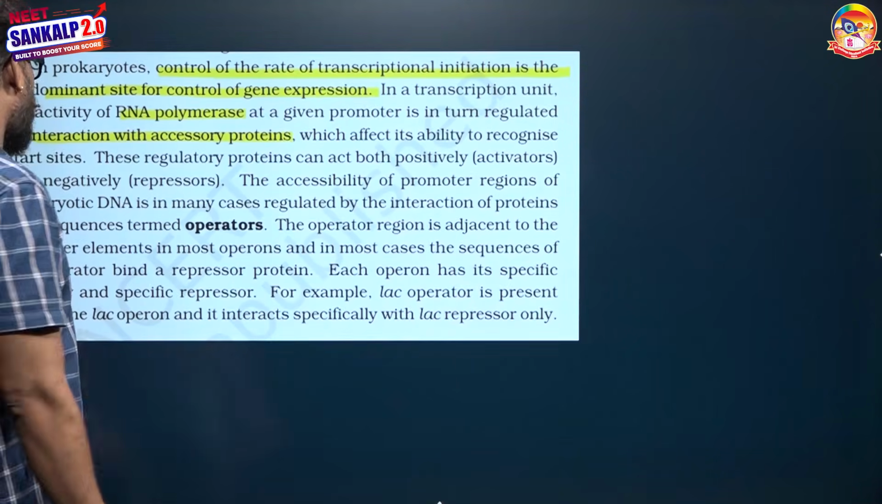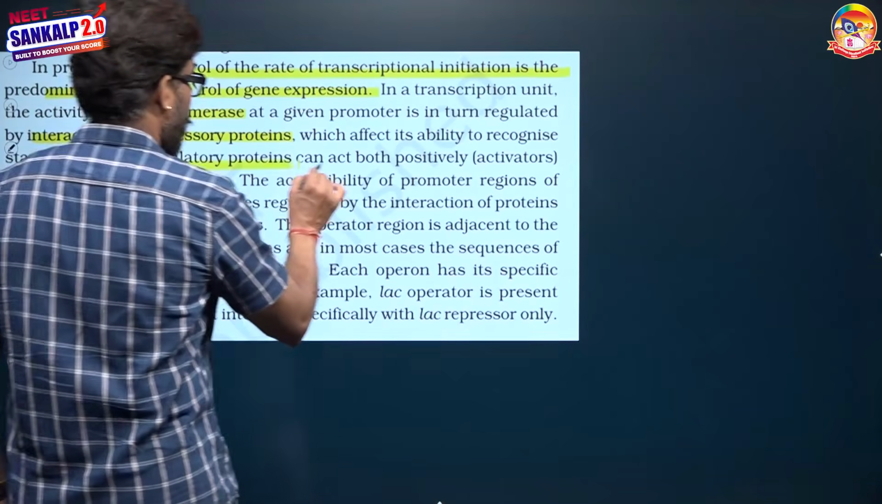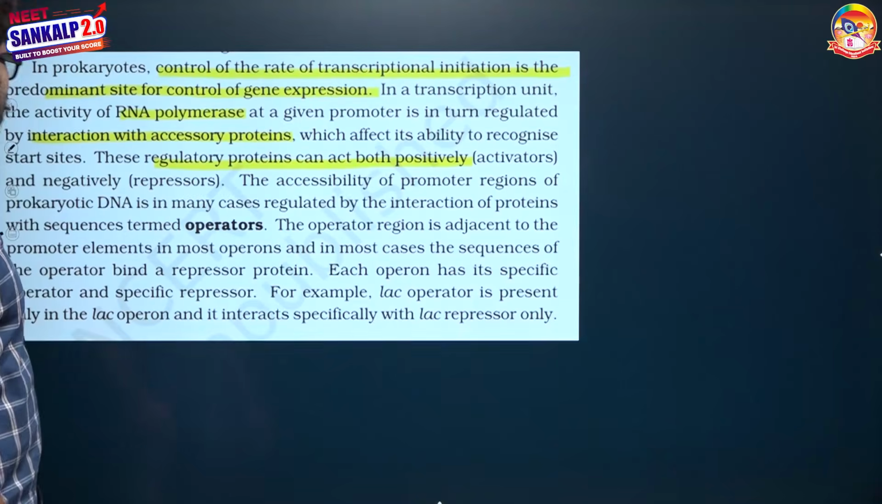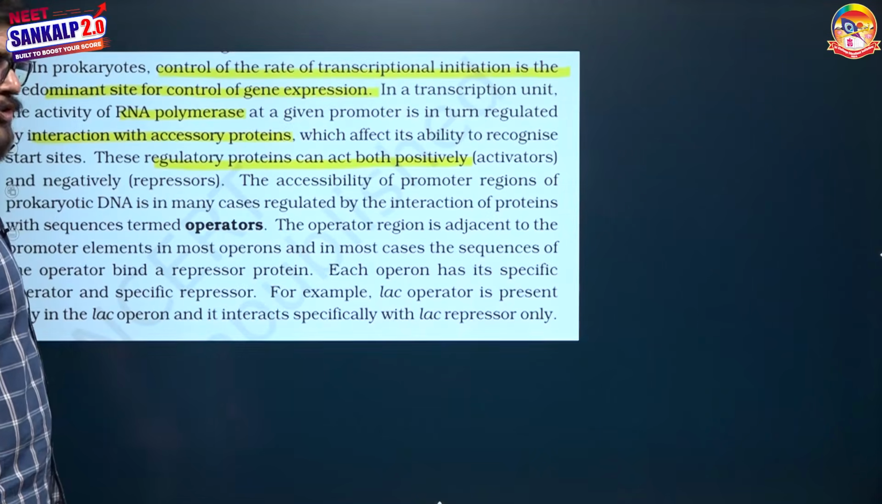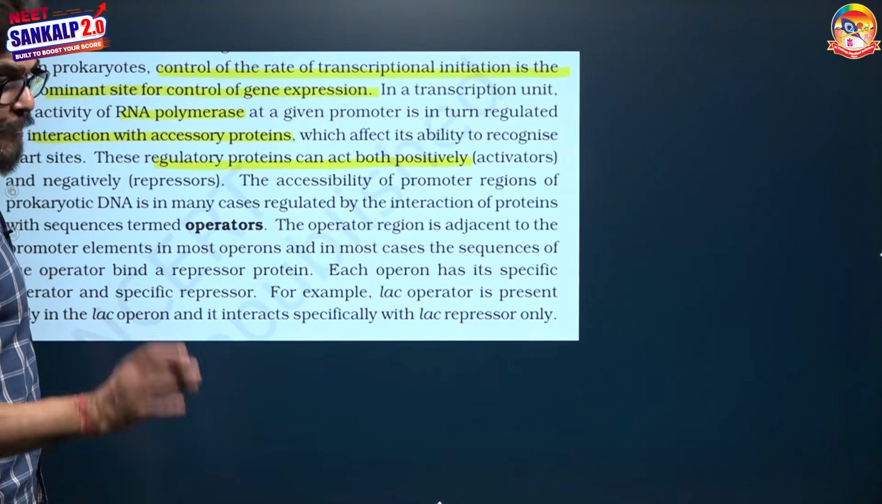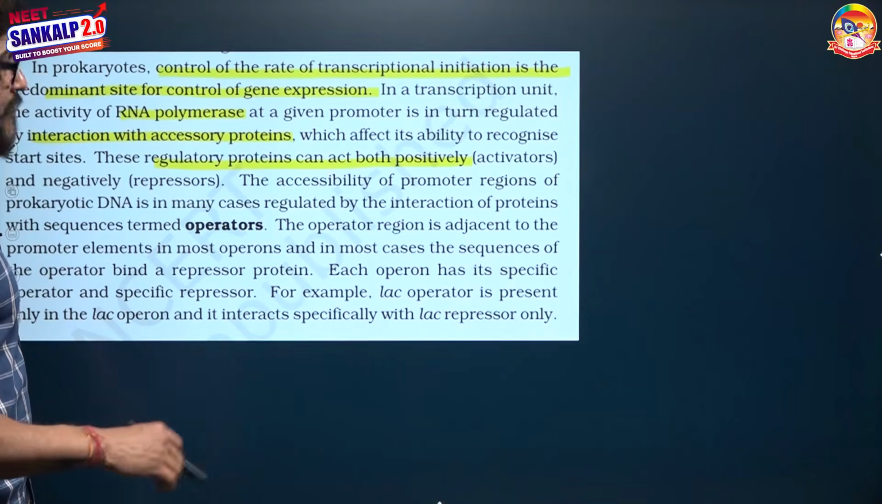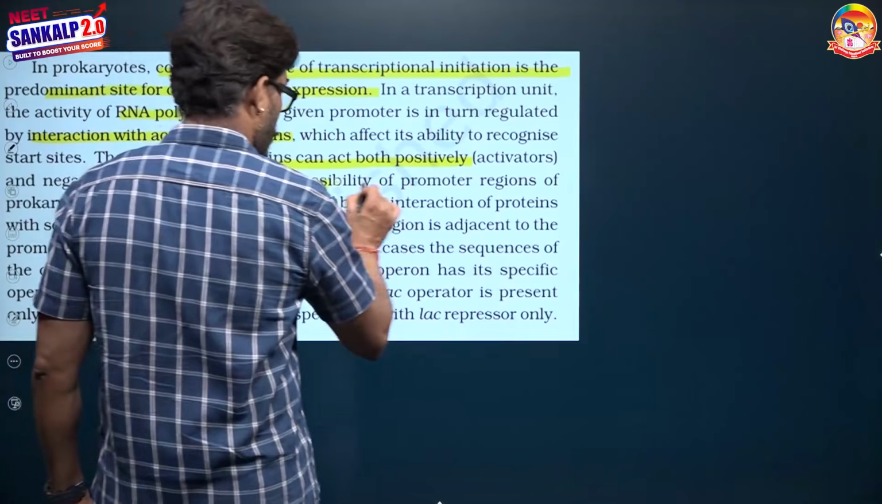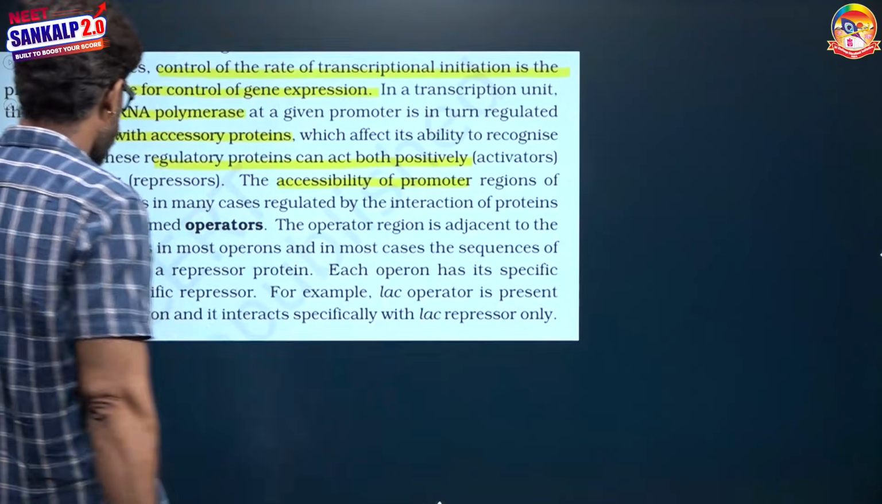These regulatory proteins can bind by showing positive effect as well as negative effect. If they show a positive effect and proceed to transcription, they are activators. If they prevent interaction of the RNA polymerase, they are repressors. Accessibility of the promoter means whether the promoter will work or not.